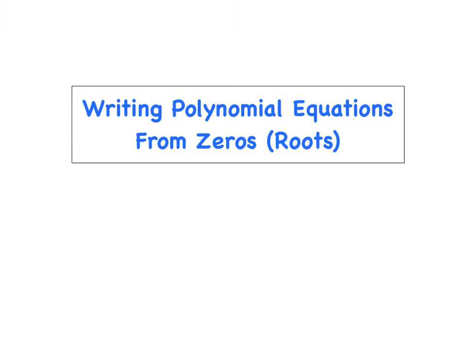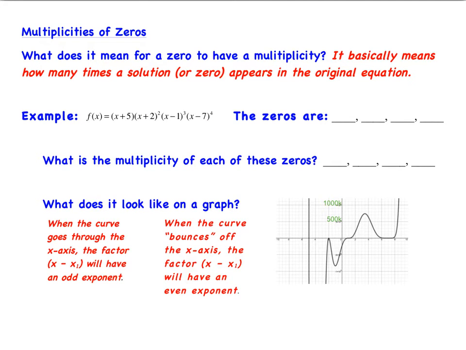Now let's get started. Before we can learn how to write these equations, we have to understand what it means for a zero to have a multiplicity. Well, it basically means how many times a solution, or zero, appears in the original equation. The best way to do this is to look at an example.